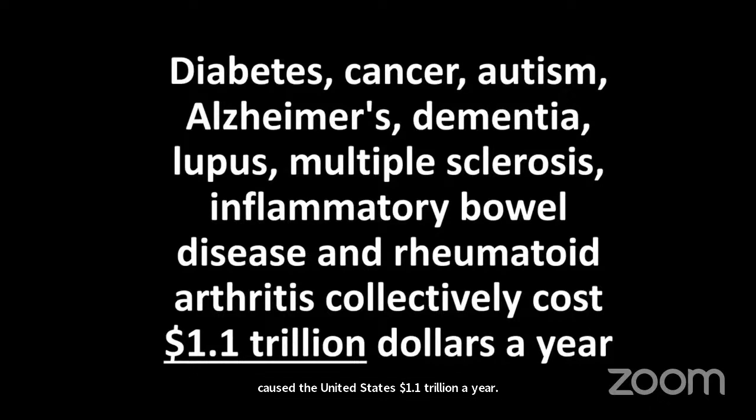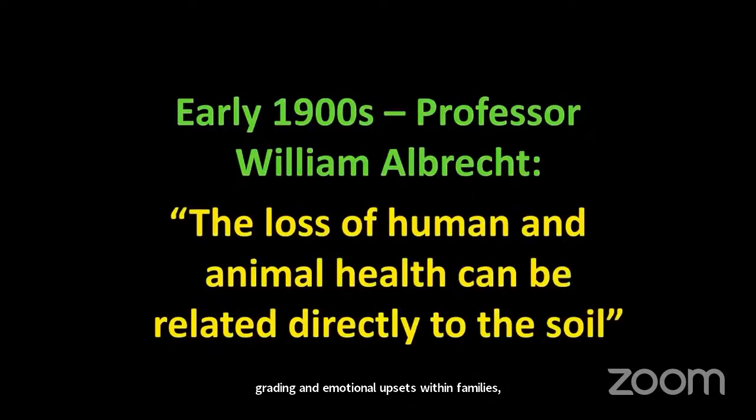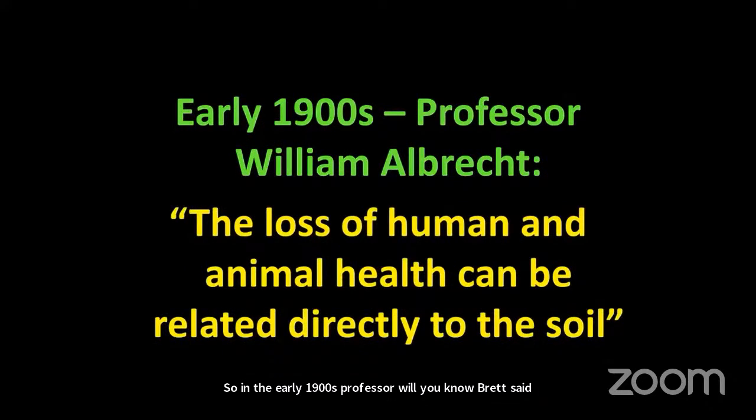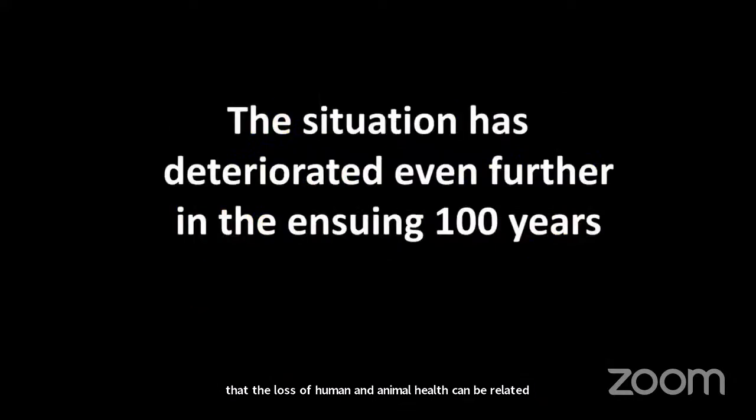They cost a huge amount in heartache and grieving and emotional upsets within families, especially when these diseases occur in children. So in the early 1900s, Professor William Albrecht said that the loss of human and animal health can be related directly to the soil. That was over 100 years ago. The situation has deteriorated even further in the ensuing 100 years.